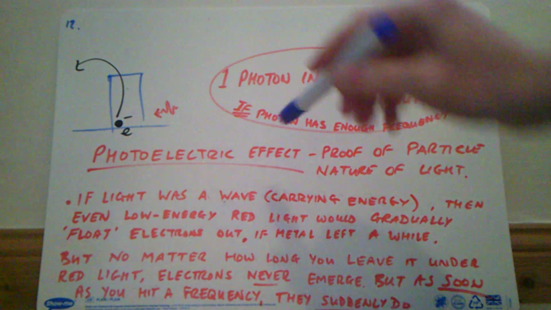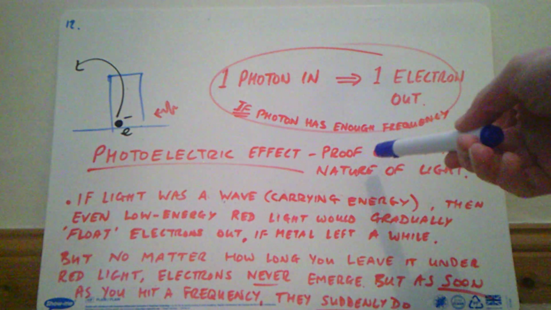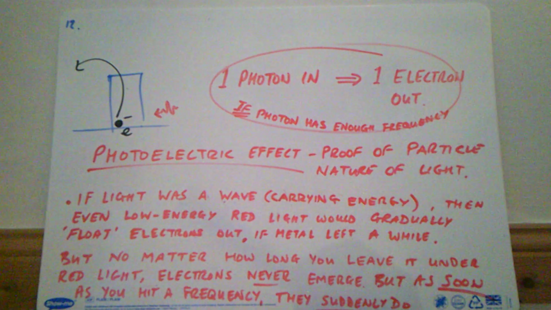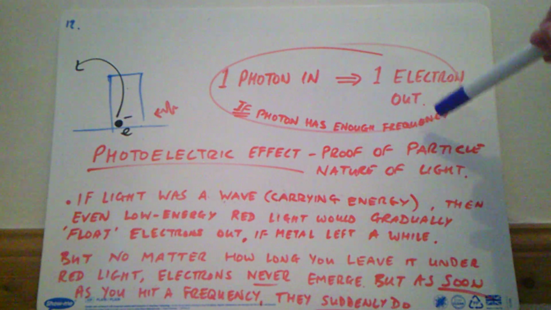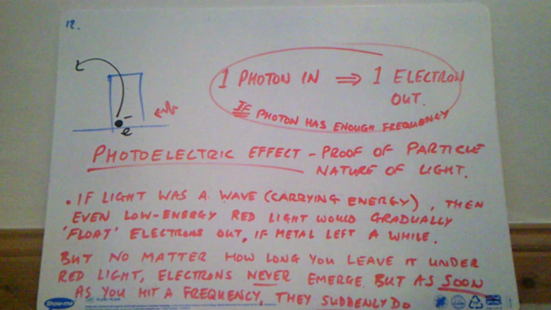Anyway, photoelectric effect. This is proof of the particle nature of light. If you think about the interference pattern stuff we did with diffraction, that's proof of the wave nature of light, but the photoelectric effect is proof of the particle nature of light. So this is the whole wave-particle duality thing. Sometimes light acts like a wave, sometimes it acts like a particle.